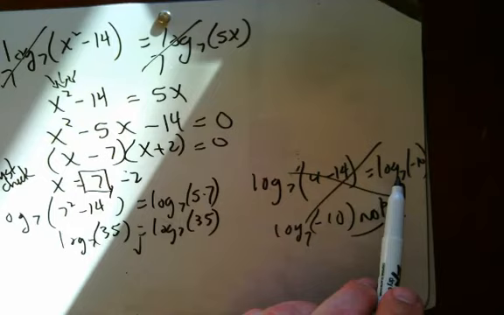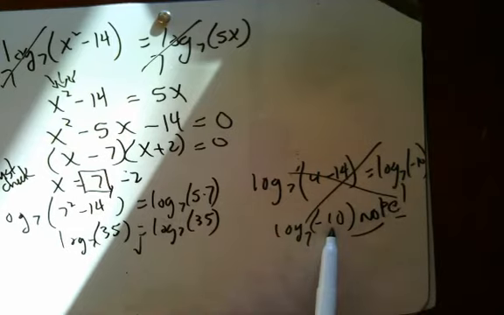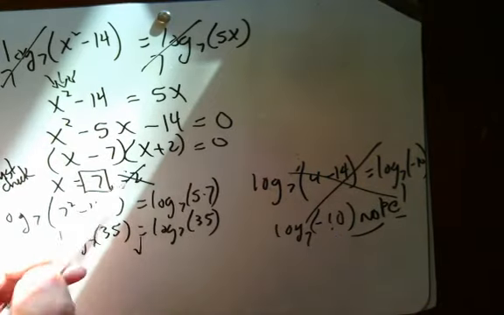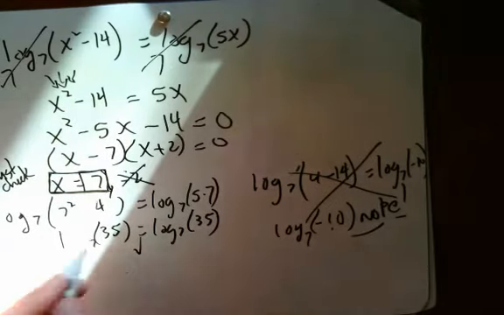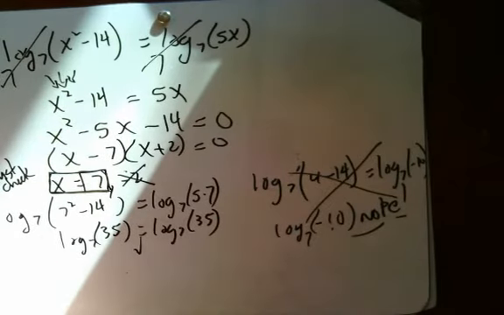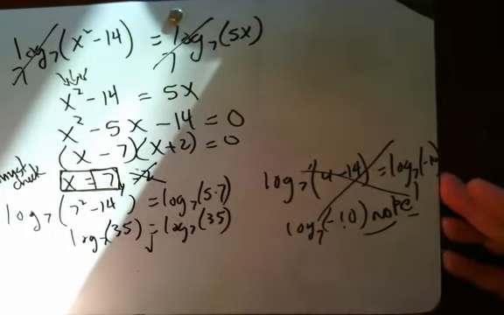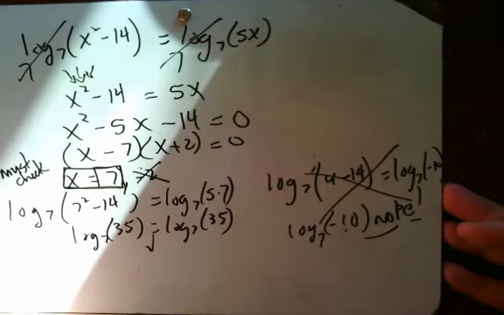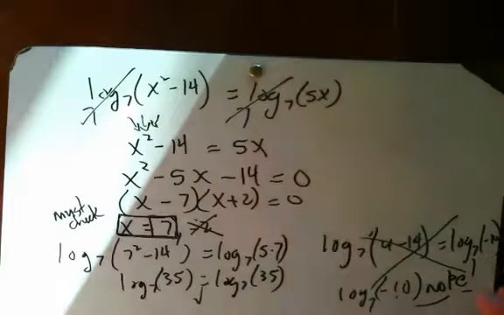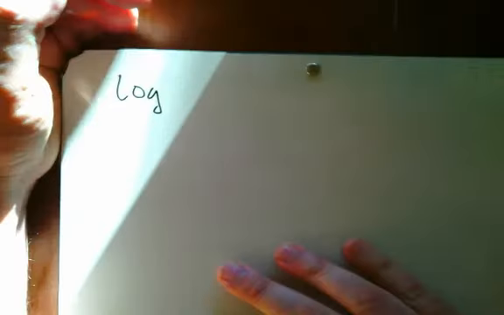But when I plug in -2, I end up with 4 minus 14, or the log of -10. I can't take the log of a negative number, so -2 is an extraneous solution here. So I only have one solution, x equals 7. Okay? Tomorrow and the next day, our focus will be exclusively on solving equations, both log and exponential ones. Today, we were just warming up with that.